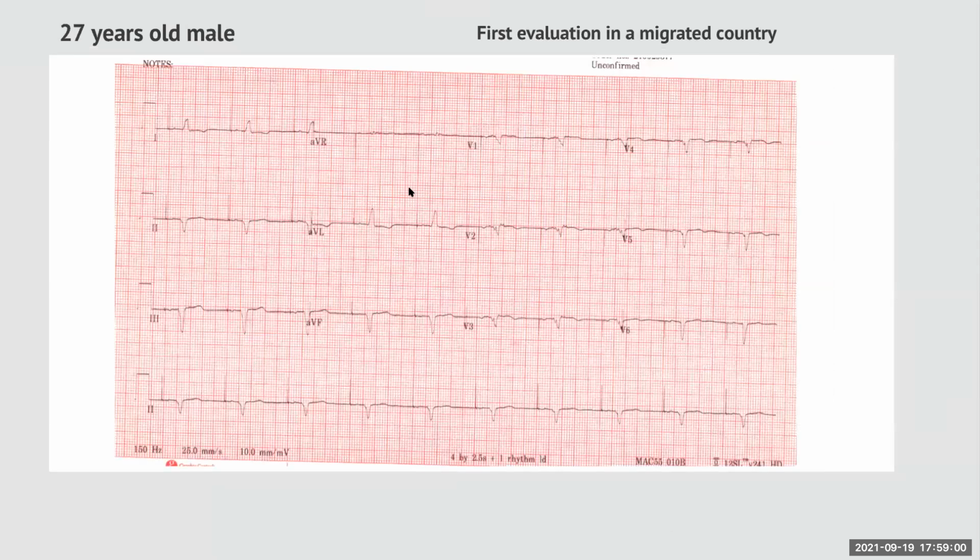A couple of minutes. I have to show you 2 ECGs again. One of the rare and wonderful. 27-year-old male, first evaluation in a migrated country. Okay, anyone? Shout out.